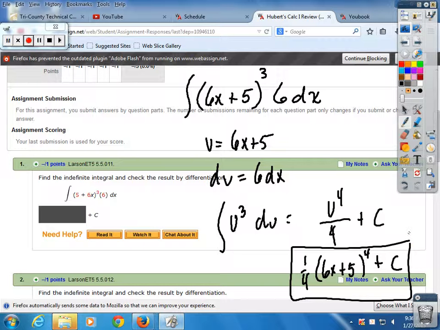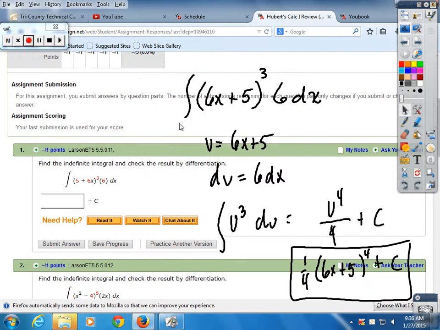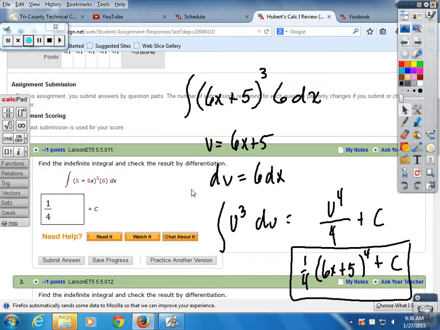Well, you got to crawl before you can walk, and I don't know how much y'all have had with substitution. So 1/4 parentheses, 6x plus 5. I don't type on this thing very much because I am going to warn you. Those of you who have not used WebAssign before, can you type in the exact answer and it mark it wrong?